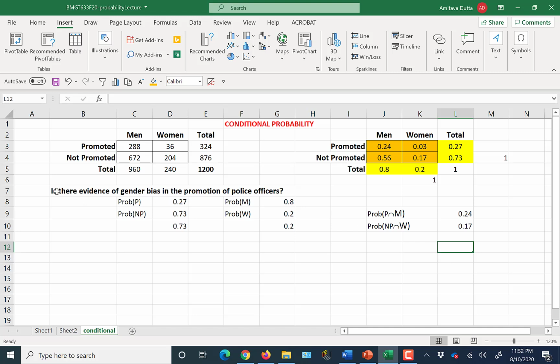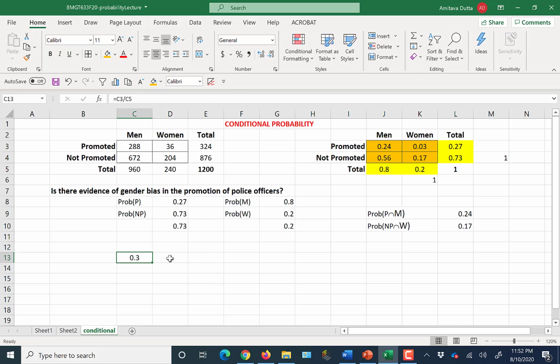Now we have laid the groundwork for our conditional probability, and we come back to our original question: is there evidence of gender bias? If you knew nothing about conditional probability, a very intuitive way in which you would answer this question is, okay, there are 960 men, out of which 288 got promoted. So let me compute that probability. 288 got promoted out of 960 men. So that probability is 0.3.